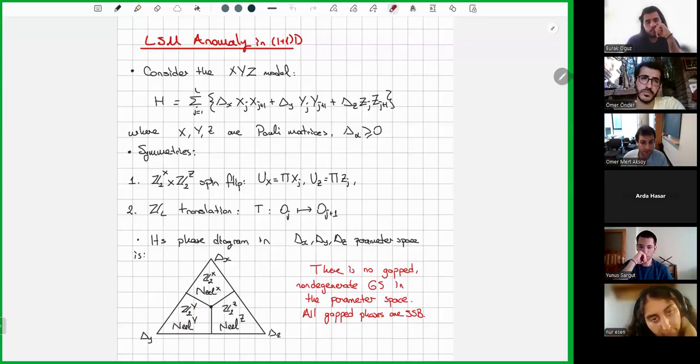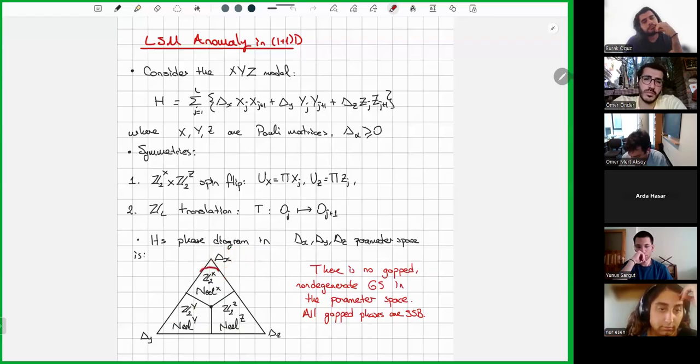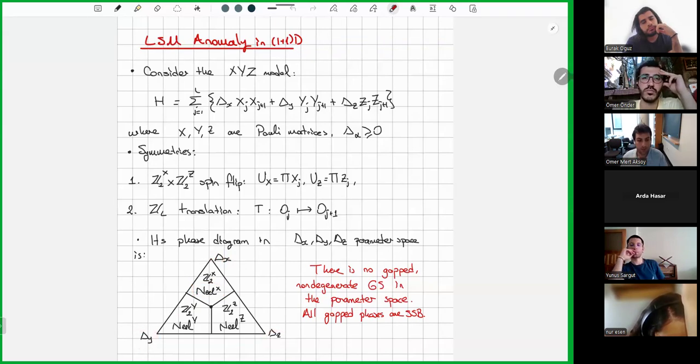But there are different symmetries that are broken. For instance, when delta x is very large, the x spin flip symmetry, along the x-axis, is unbroken, and the phase is the Néel x phase. Because actually in this very corner, when both delta y and delta z are 0, the model is classical.